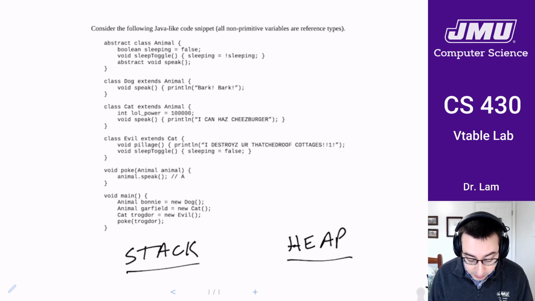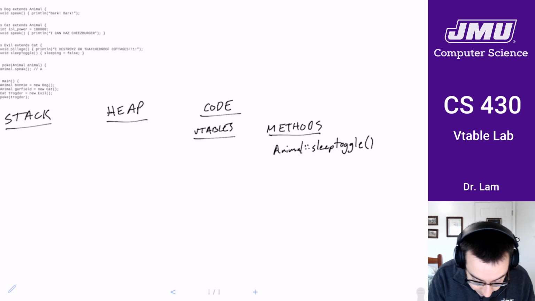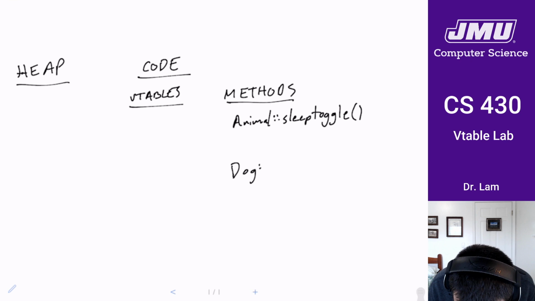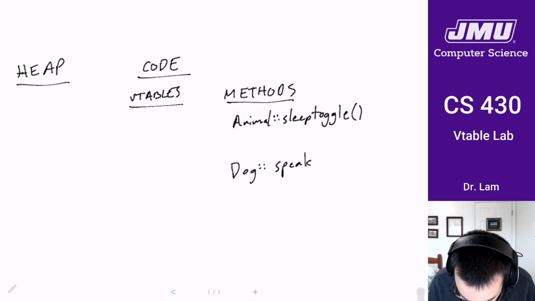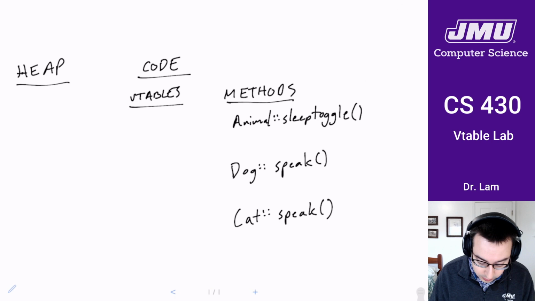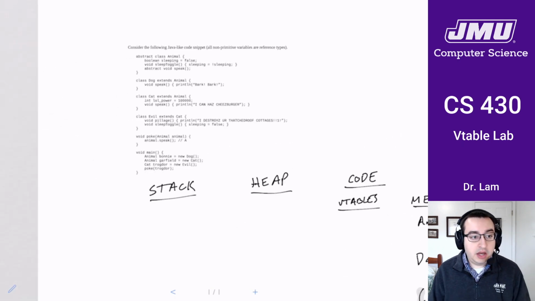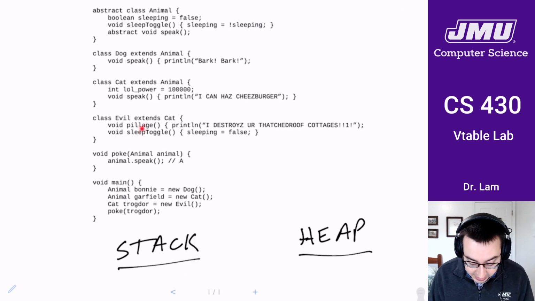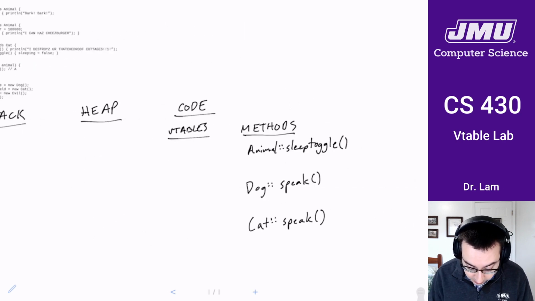All right, so we said that there's no implementation for speak, at least in the animal class, but when we move down to dog, we see that there is an implementation for speak there. We see that there's also an implementation for speak in cat, so we'll go ahead and add those. So we'll have dog speak, and we'll also have cat speak. And then finally, we get down to evil, which extends cat, and it has implementations for pillage and for sleep toggle. So we should add those in as well.